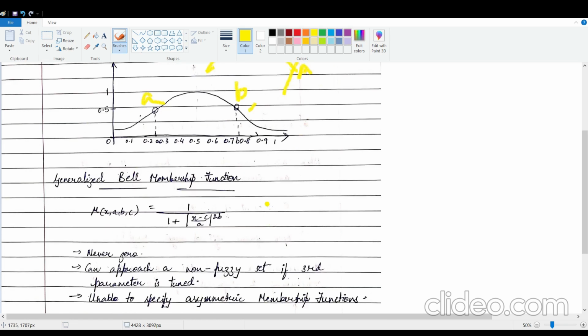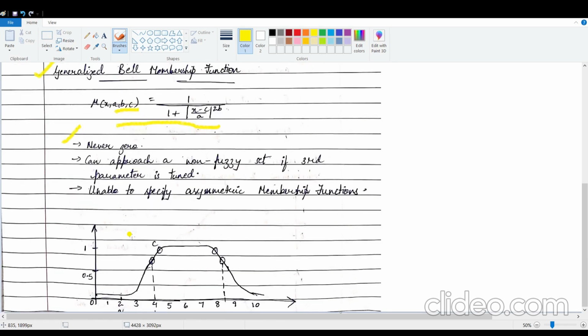Another membership function that you have in this category is called a generalized Bell membership function. The definition for that is given over here. As you can see, it has 3 parameters, A, B and C, which define the way the curve goes. One advantage with this curve is that it is never 0. So we are talking about only values which are greater than 0. So that is sort of like reducing our effort.